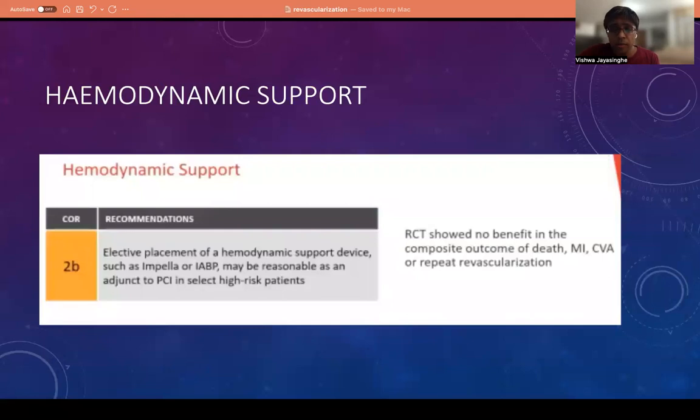So what about hemodynamic support in shock? Hemodynamic support, either Impella or IABP as an adjunct to PCI in selected high-risk patients, is a class 2B recommendation. Randomized trials have shown no benefit in the composite outcomes of death, MI, CVA or repeat revascularization in patients in whom IABP or Impella has been used.